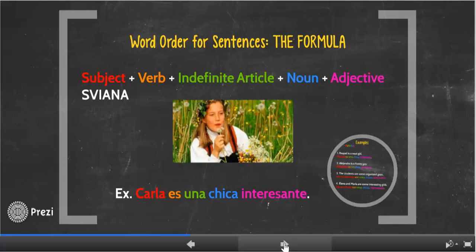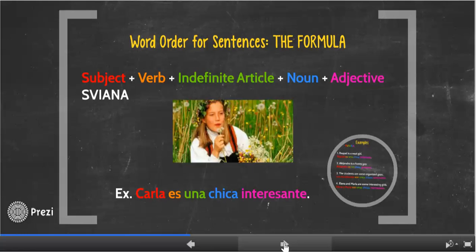Okay, so when you're trying to make a sentence, let's say you want to say someone is an interesting person or something of that nature. So the word order for sentences has a formula. That formula goes subject plus verb plus indefinite article plus noun plus adjective equals your sentence. Okay, the way I like to remember that is Sviana, S-V-I-A-N-A, right? Subject, verb, indefinite article, noun, adjective.